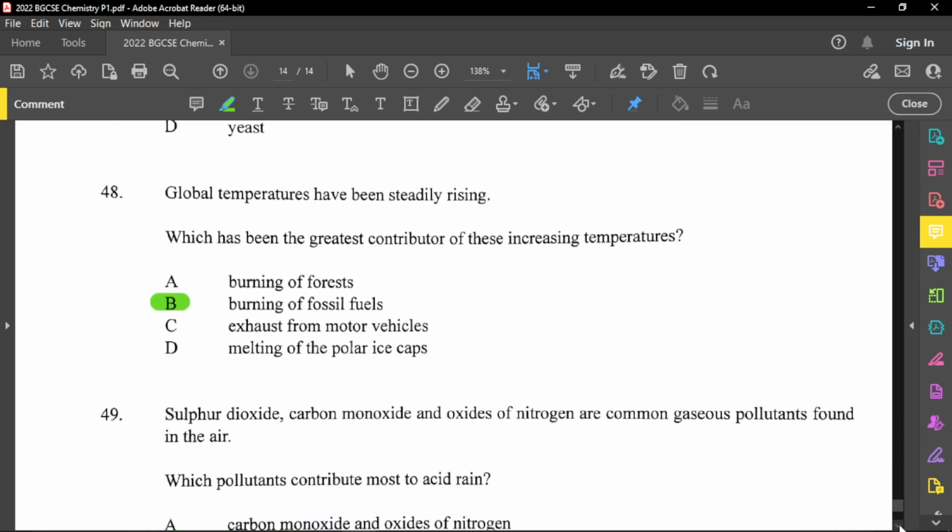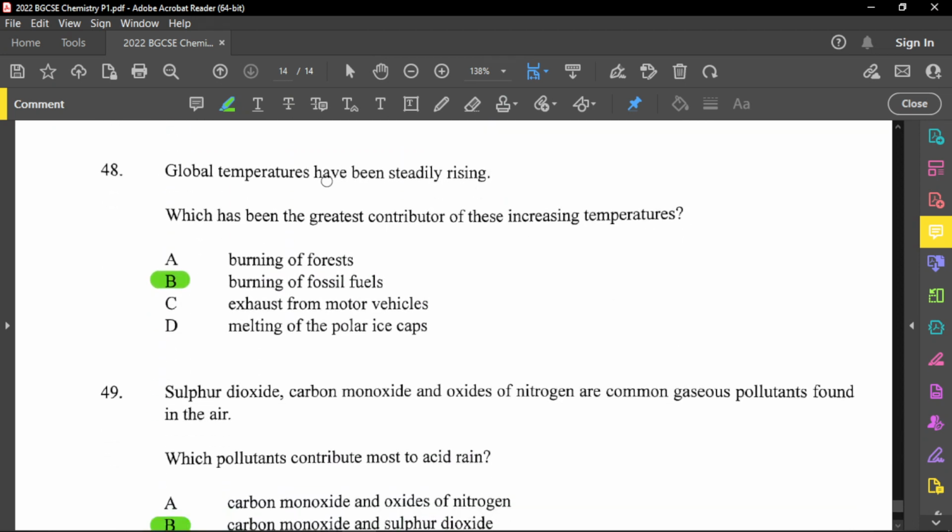48, and we're almost there. It said global temperatures have been steadily rising. Which has been the greatest contributor to these increasing temperatures? The burning of forests, that's a big thing. Burning of fossil fuel, that's a big thing. Exhaust from motor vehicles is also a big thing. And again, melting of the polar ice cap is a result of those things. So which is the best one? It said greatest contributor, and fossil fuel is the greatest one.